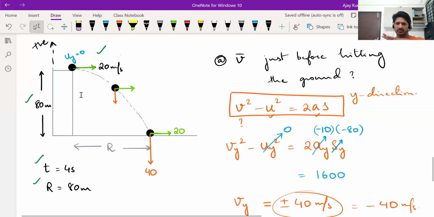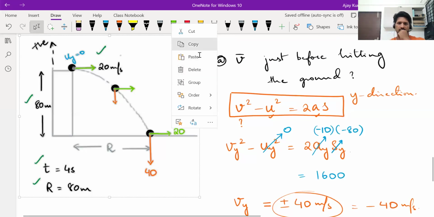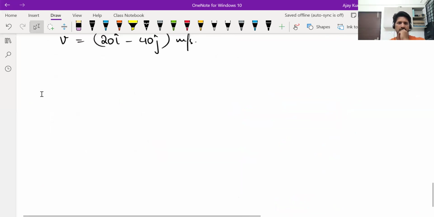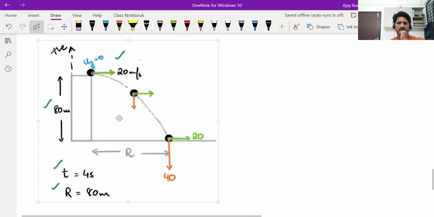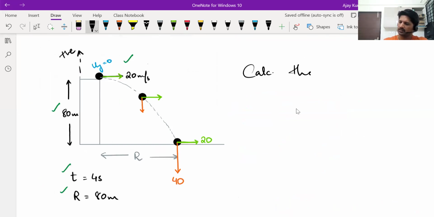Next question, same situation. We have visualized how it falls. We found out time of flight, range. We even found out the final velocity now. My next question is to calculate the angle at which it strikes the ground.